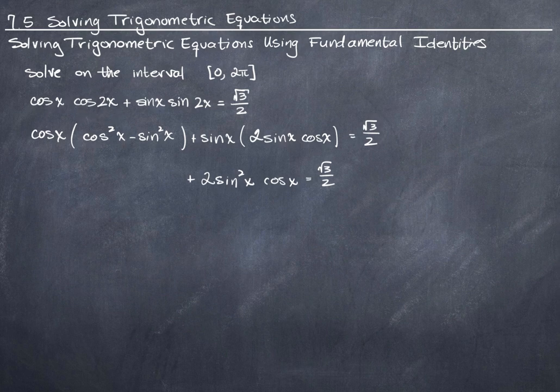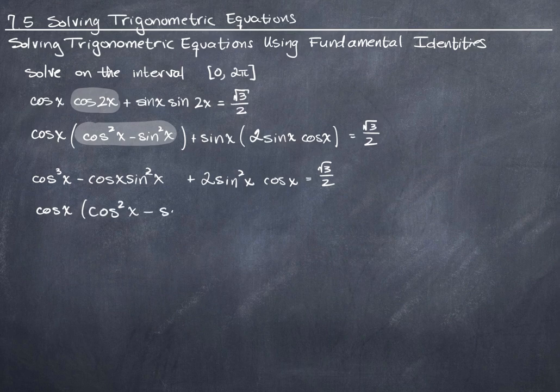So I've just converted the cosine of 2x into cosine squared minus sine squared of x. Now what I'm going to do is distribute that cosine. So I have cosine cubed of x minus cosine of x times sine squared of x. And now if I look at the entire left-hand side all together, I have at least one factor of cosine in each term. So I'm going to factor out cosine x. That leaves me with cosine squared of x minus the sine squared of x plus 2 times the sine squared of x. And that's still equal to the square root of 3 over 2.